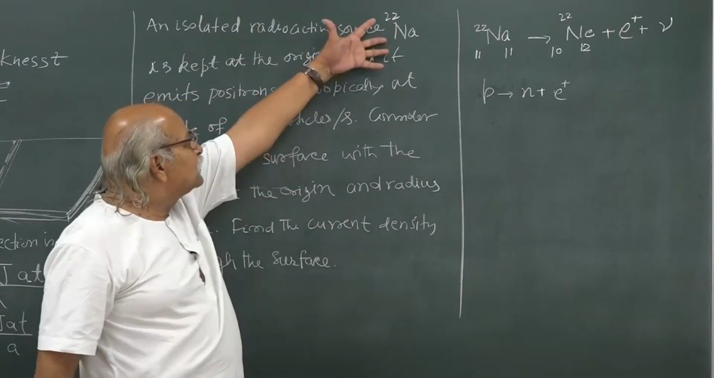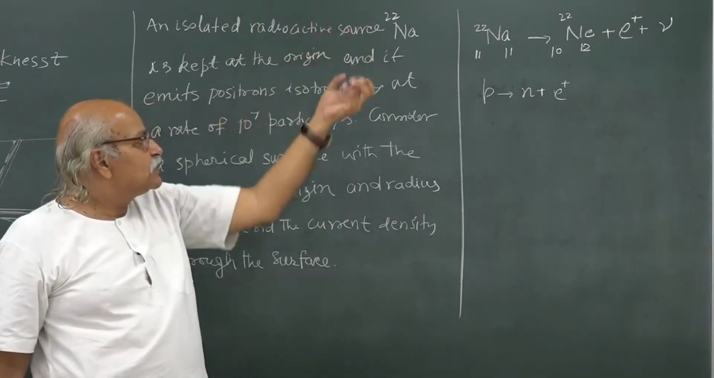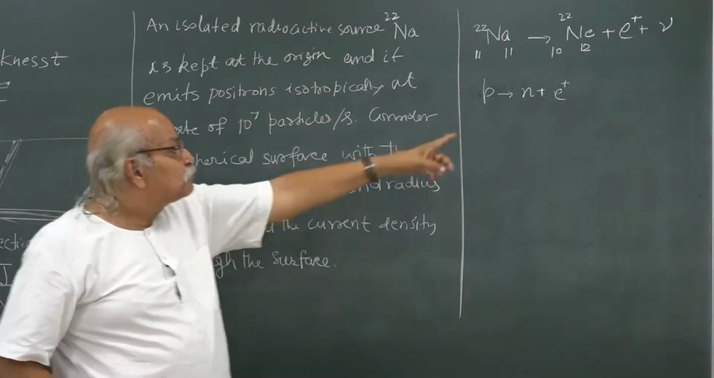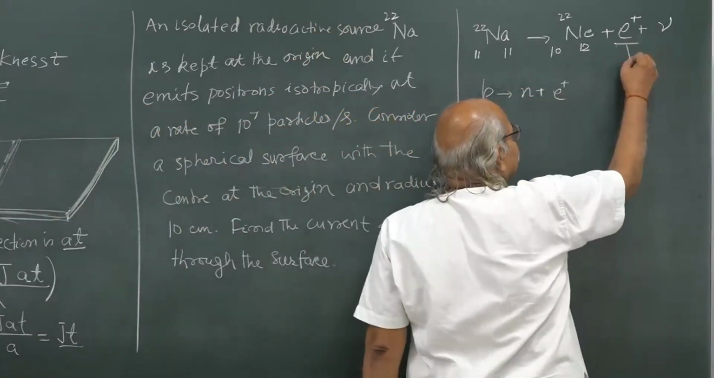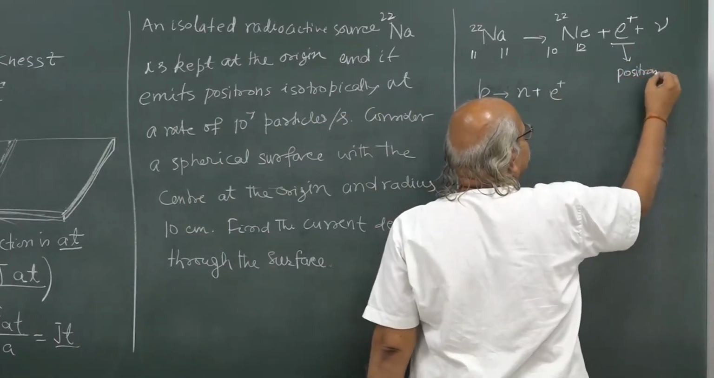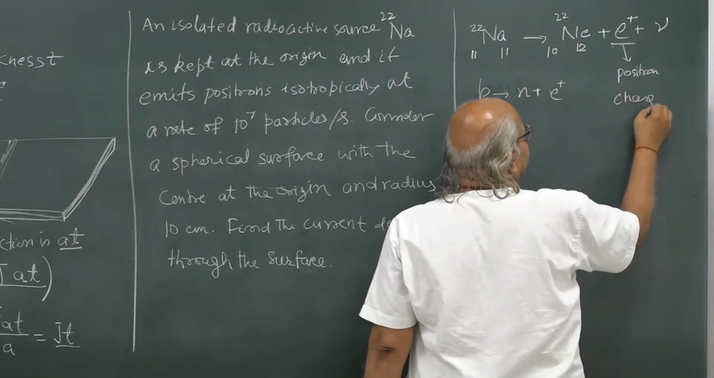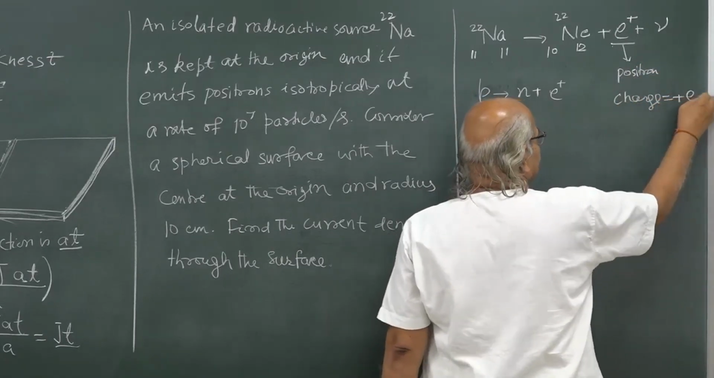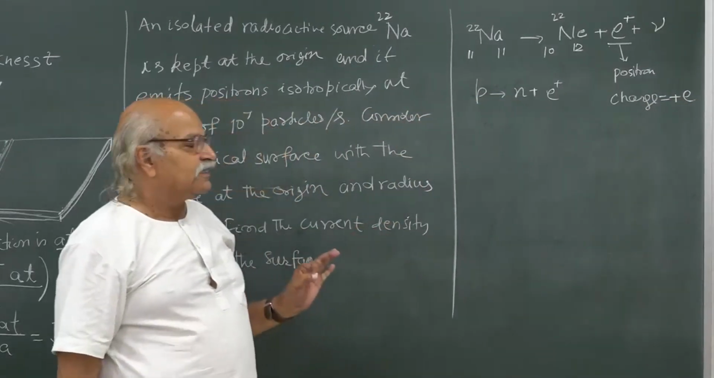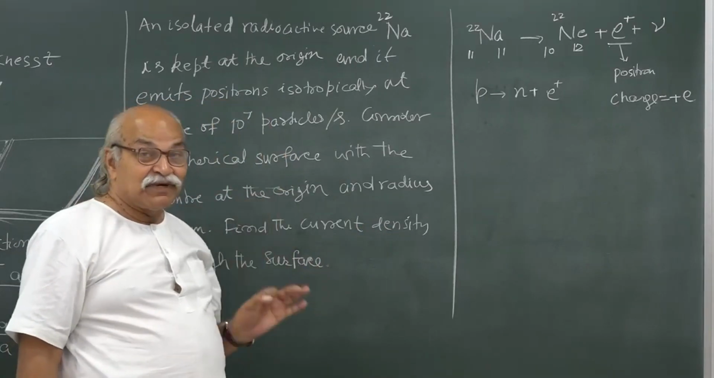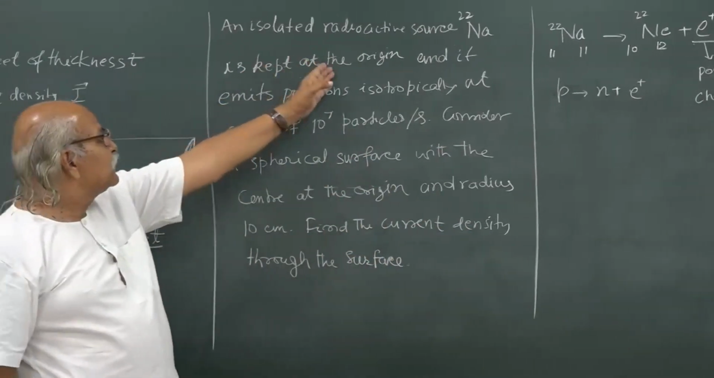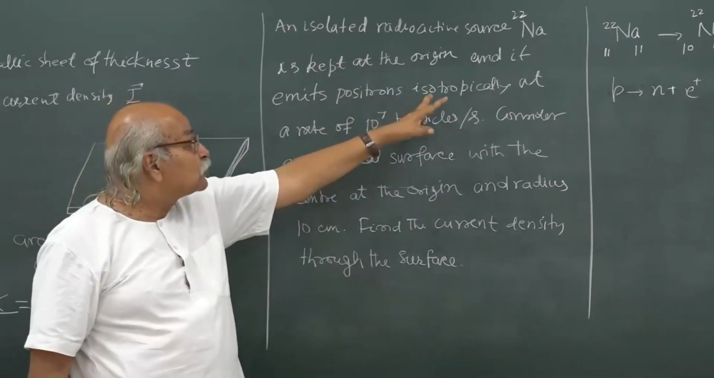When you put this radioactive source sodium 22, it will keep on emitting these positrons. This is called a positron. The charge is plus e, the same as the charge on the electron but with positive sign, and the mass is the same as the mass of the electron. This is a positron. So it is kept at the origin and it emits positrons isotropically.